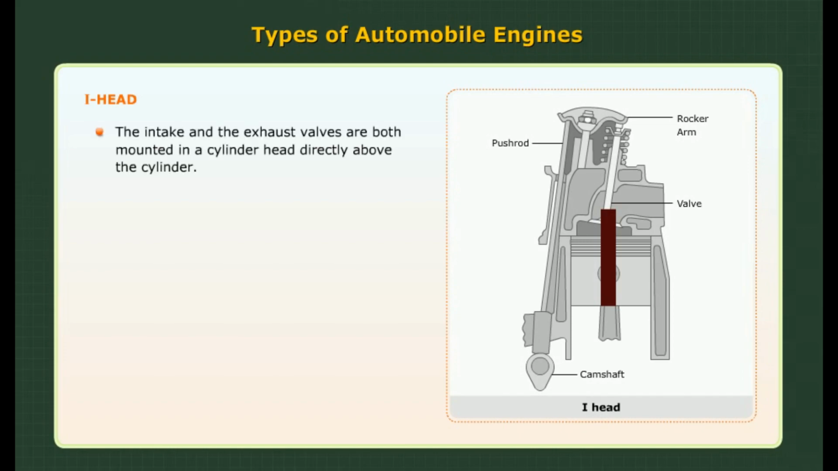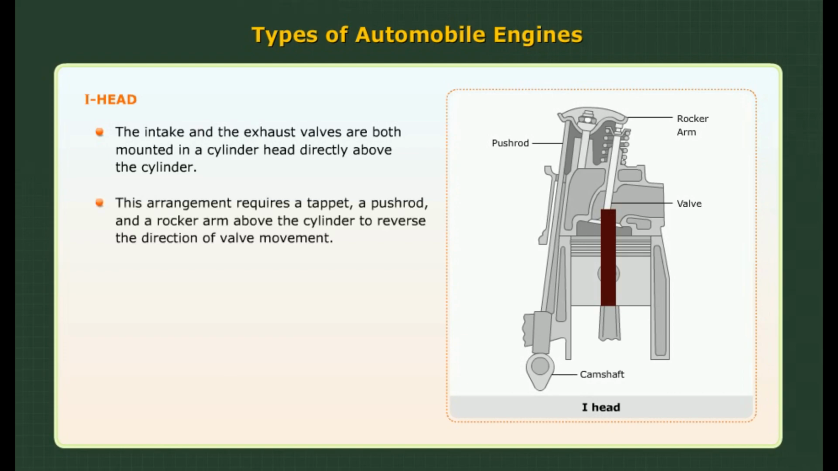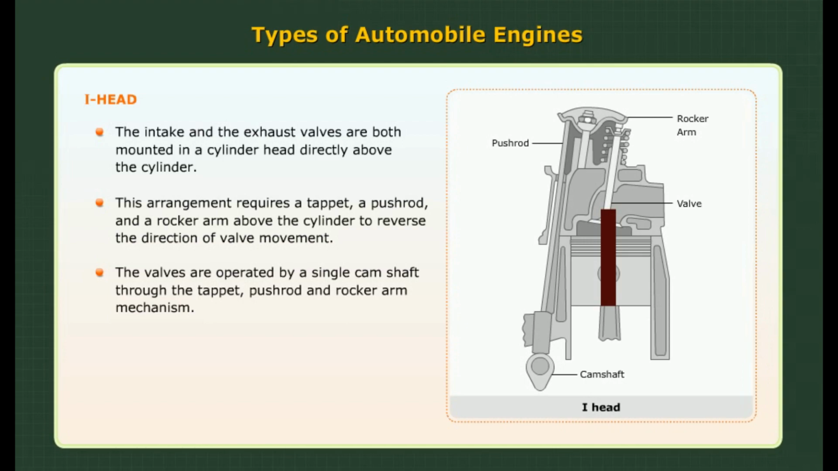I-head. The intake and the exhaust valves are both mounted in a cylinder head directly above the cylinder. This arrangement requires a tappet, push rod, a rocker arm above the cylinder to reverse the direction of valve movement. The valves are operated by a single camshaft through the tappet, push rod, and rocker arm mechanism. It was rapidly superseded by the overhead camshaft. Example, Ambassador, Ashok Leyland.